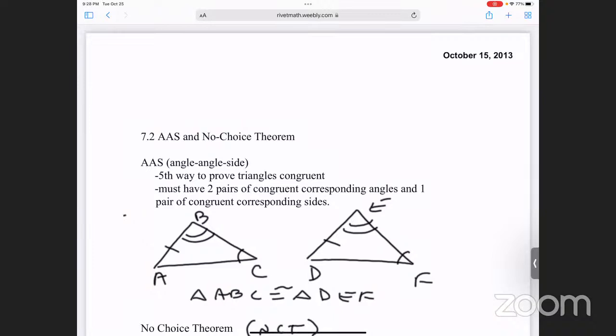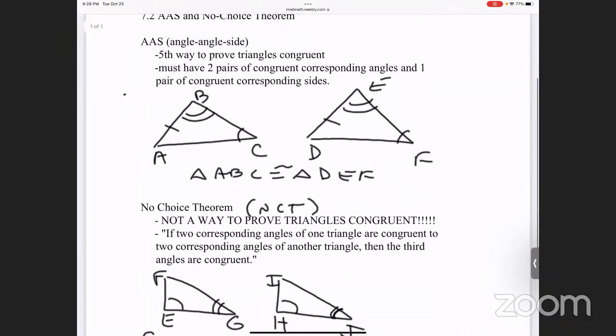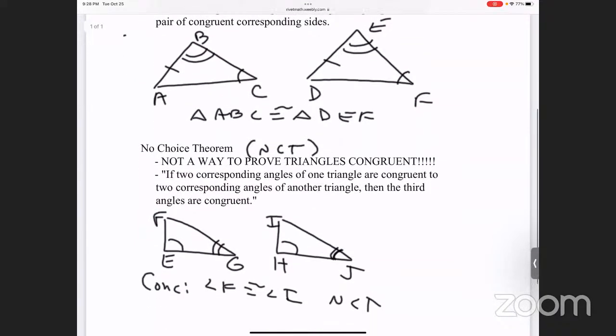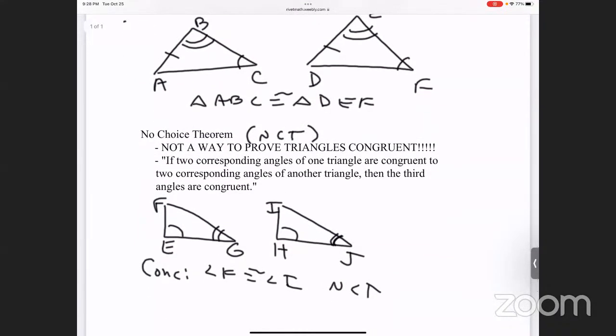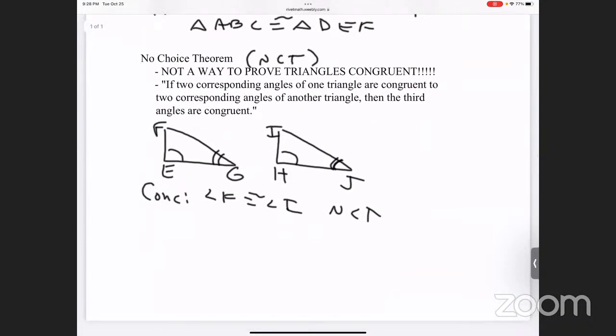Fifth way to prove triangles congruent. It must have two pairs of congruent corresponding angles and one pair of congruent sides. Yeah, you need a congruent side in order for it to happen. Oh wait, here we go. No choice theorem. Not a way to prove triangles congruent. Okay. Yeah, so this doesn't prove that they're congruent. If two corresponding angles of one triangle are congruent to two corresponding angles of another, then the third angles are congruent. That's all they're saying. But unless you have a side, that doesn't mean that they are congruent triangles.